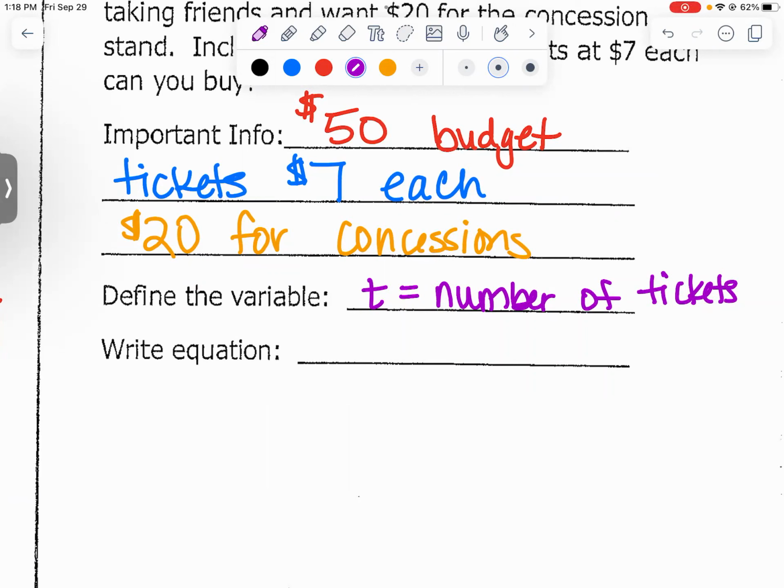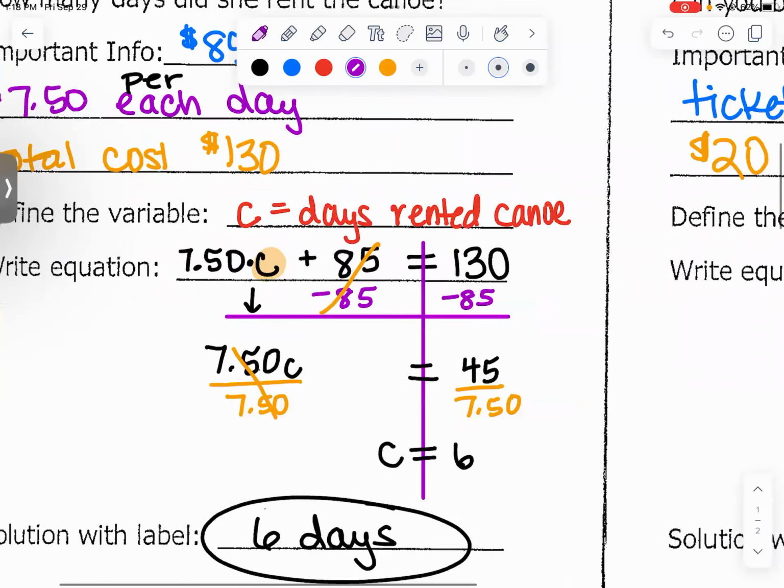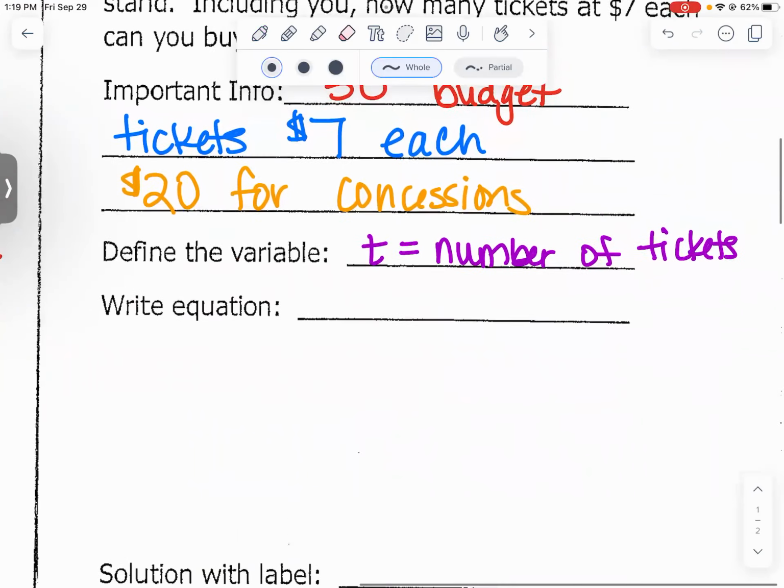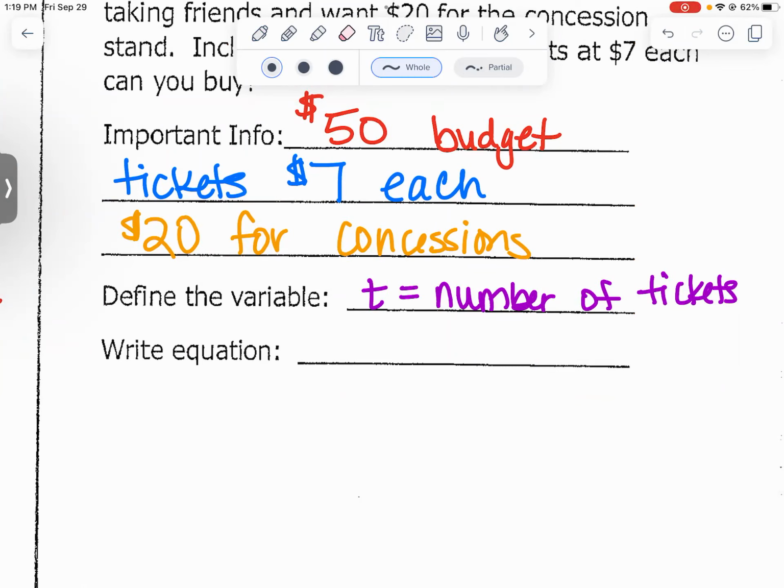How do we know where to put the numbers, on the outside or the inside? So if you wrote 50 equals and I wrote something else equals 50, it's not going to matter. We're still going to get the same answer. Like in the problem that we had over here, if we wrote 130 equals 7.50C plus 85, we would still get the answer of C equals 6. So I don't want you to worry too much about that. What matters is that what's on each side of the equal sign should go together no matter what.